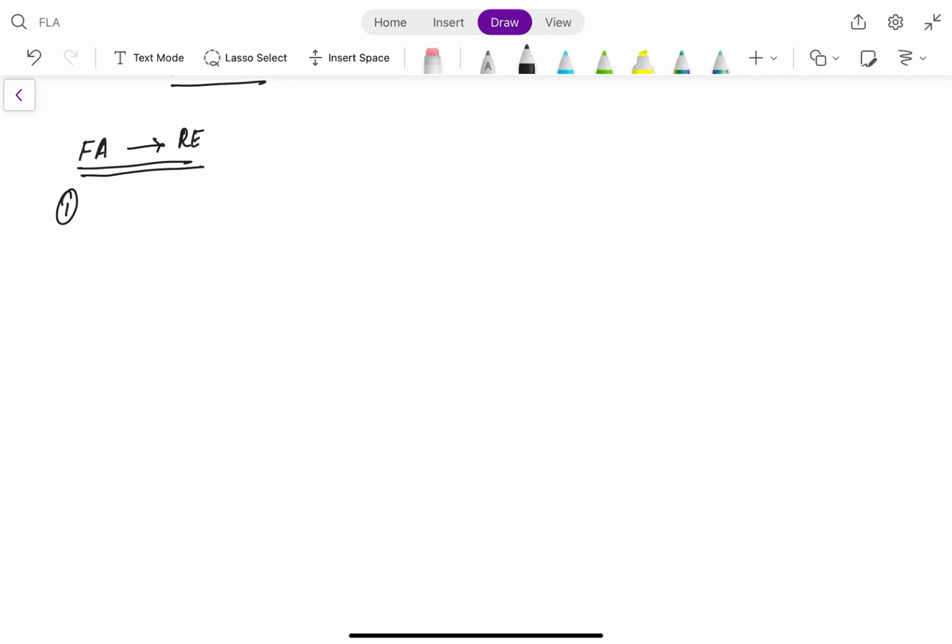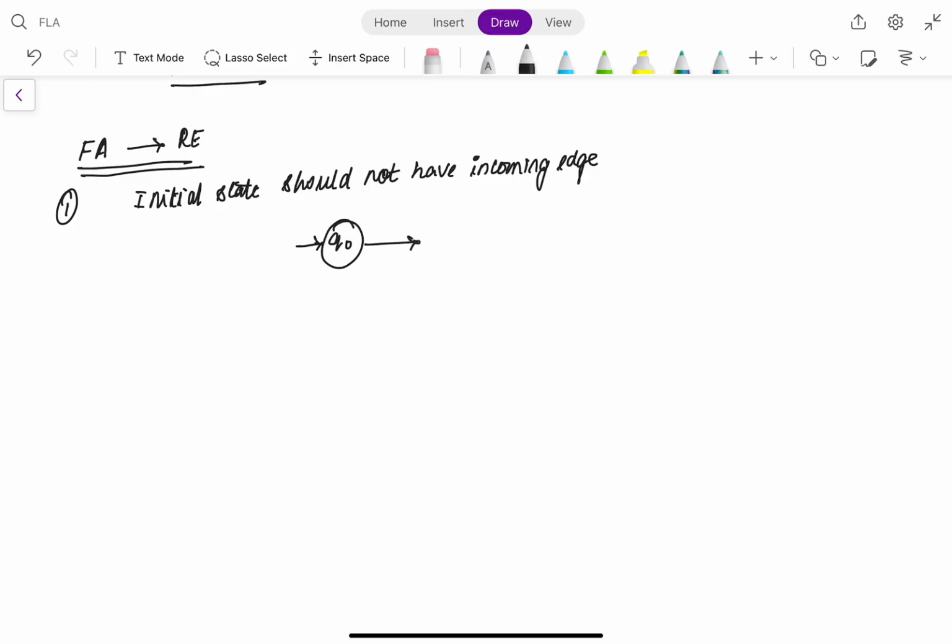First step is: the initial state should not have an incoming edge. What do you mean by incoming edge? It should not have any transition towards itself. So here, if you see Q0, B, Q1, it should not have any transition like this. It should not have any incoming edges to itself.